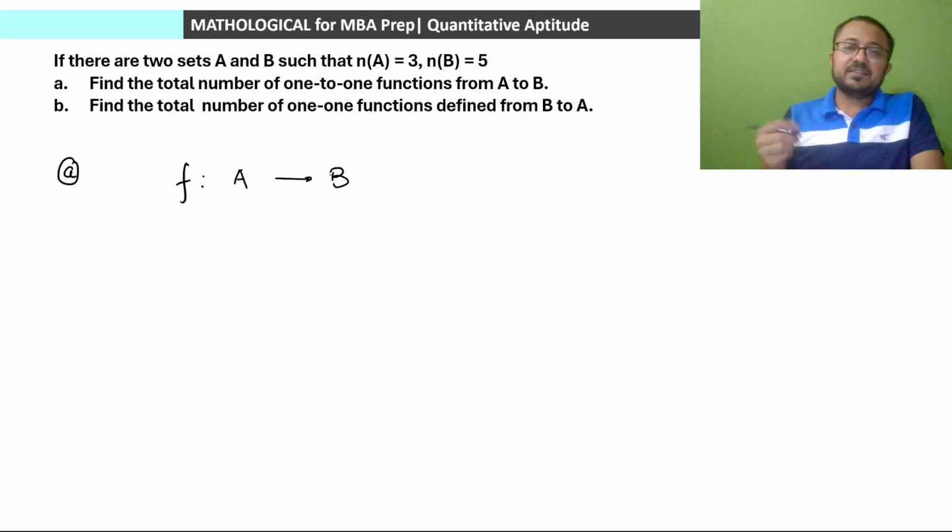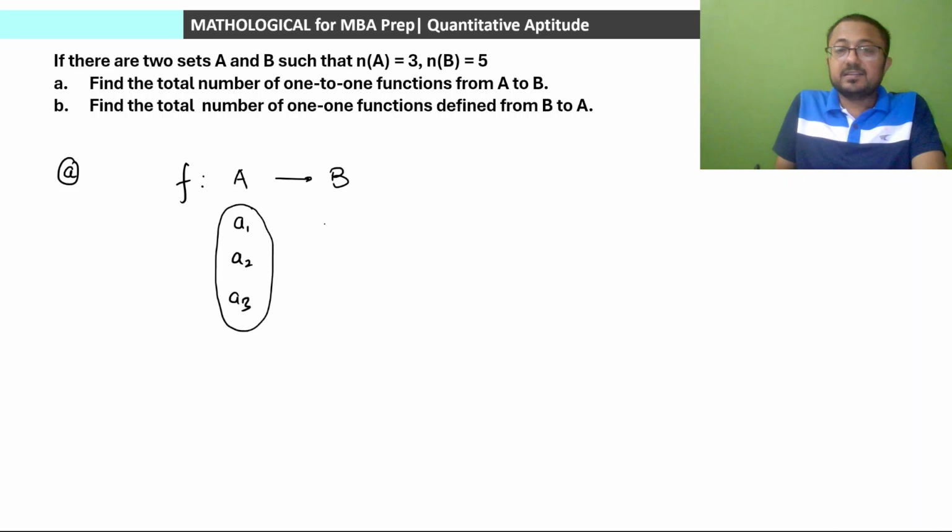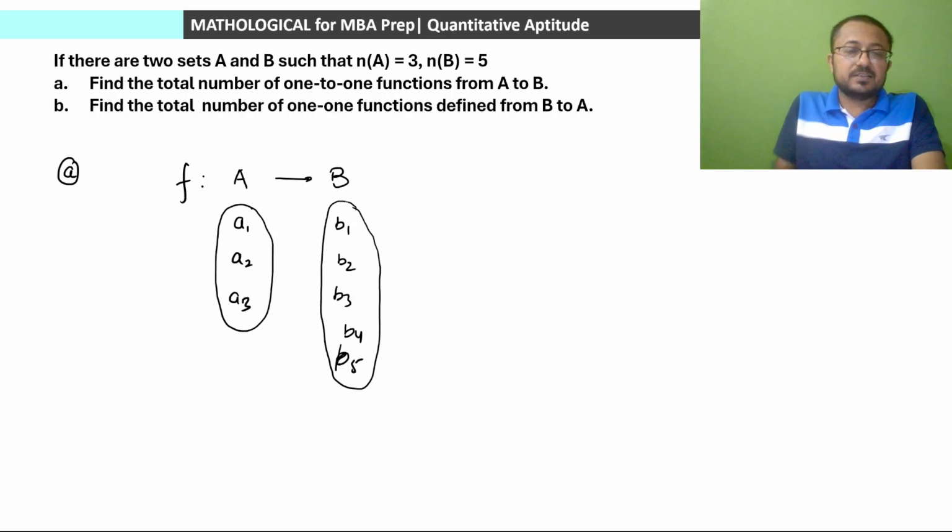Set A mein elements are 3, set B mein elements are 5. Again, let us say elements are A1, A2, A3, three elements in set A. And set B में elements are 5, B1, B2, B3, B4, B5. So since we need one-one functions, तो definitely F(A1) के लिए number of choices कितनी है? We have 5 choices, either B1 or B2 or B3 or B4 or B5. There are 5 choices.